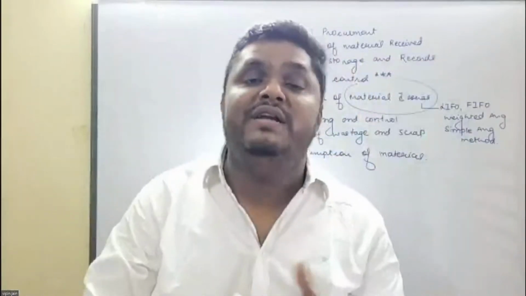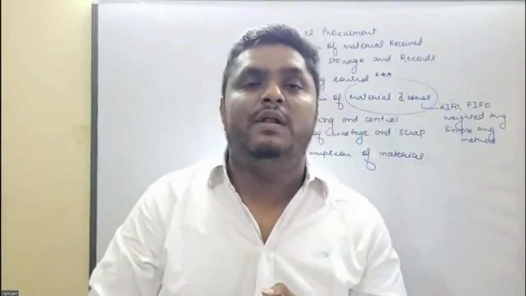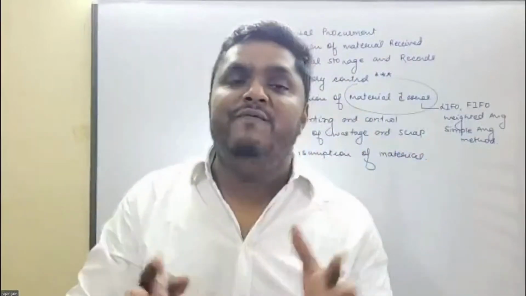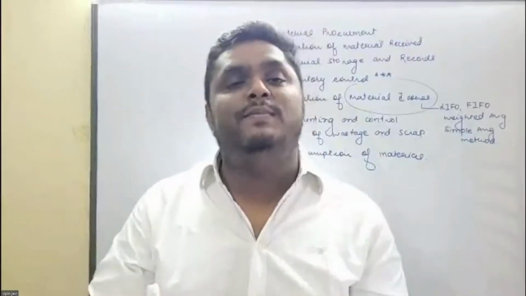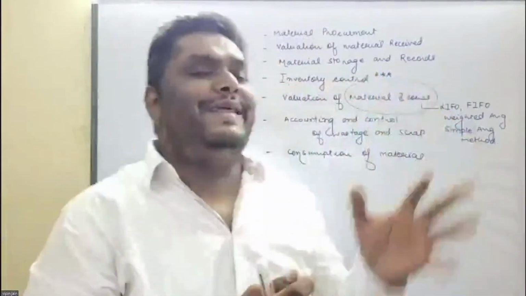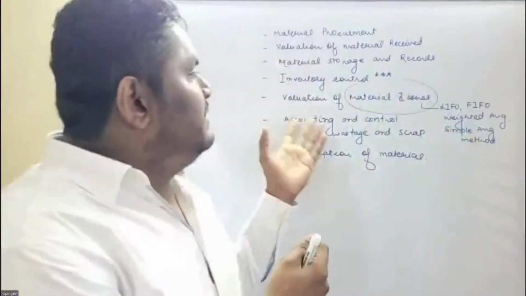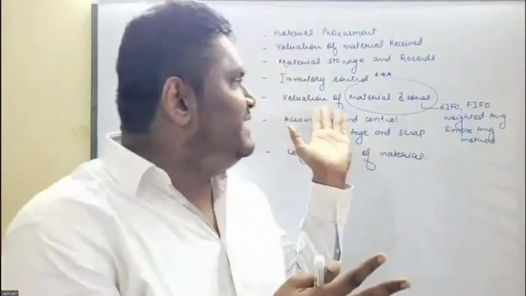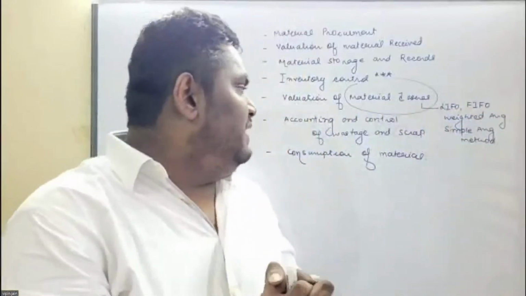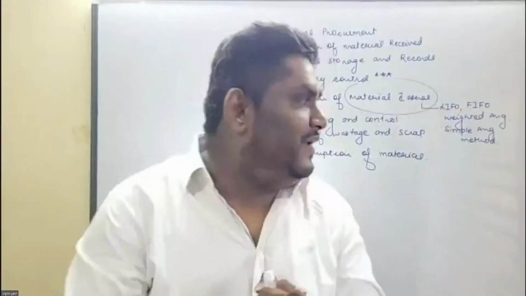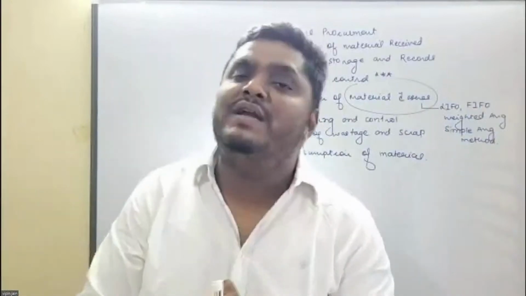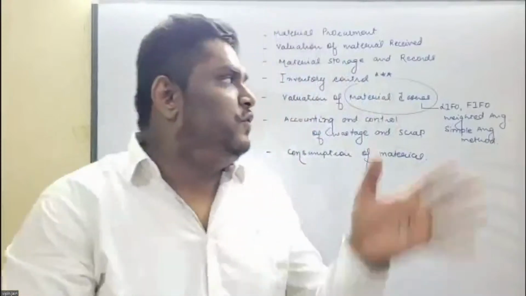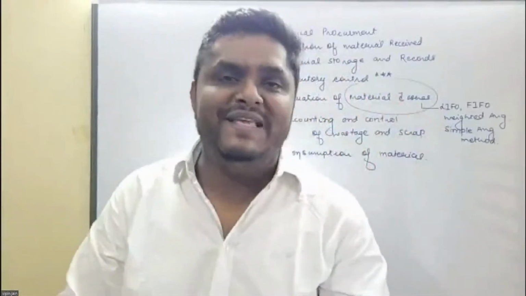Thereafter, the next part, that is the most important part of the chapter, you will see the questions. When talking about this chapter, maximum time questions आपको inventory control से ही मिलेगा. Thereafter, valuation of material issues, comparatively the easiest part of this chapter. Thereafter, accounting and control of wastage and scrap, and further the last part, consumption of material. So this is all what we will be discussing in this chapter. If you guys want to copy this part, you can please copy.